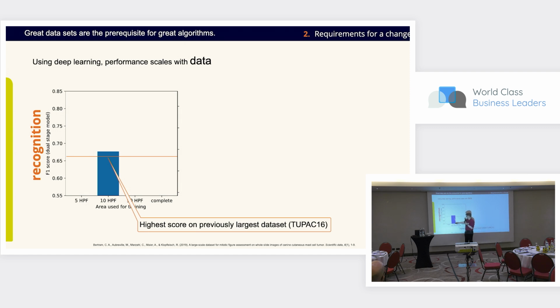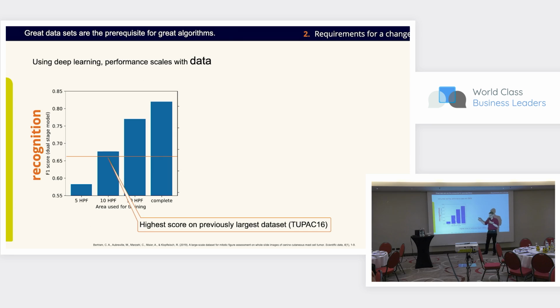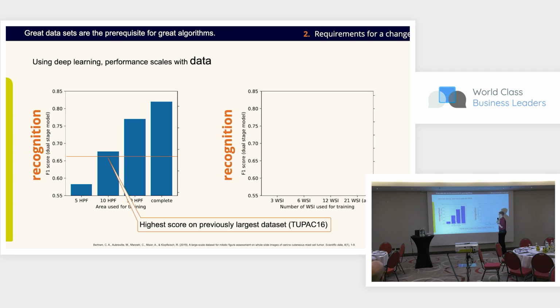So we trained a model and restricted that to this small area that I've shown you. It's called 10 high power fields, which reflects 10 times looking at the highest magnification for a pathologist. It's some 2 square millimeters. If we just train a model on half of that size, we see that it significantly deteriorates. If we train it on the full slide, as we now can do, then we see that the performance goes up significantly, up to an F1 score of 0.82. Okay, again, what does that mean, right? So how would I know if that's sufficient or if that's good? I wouldn't.